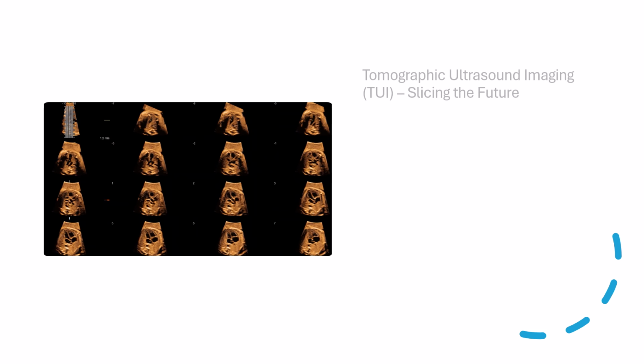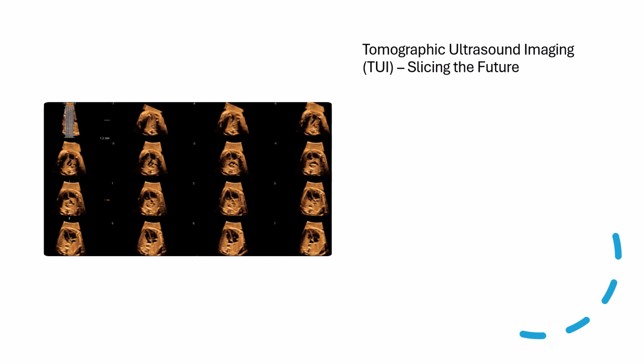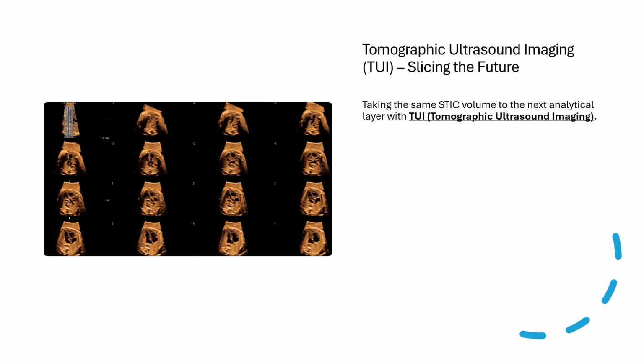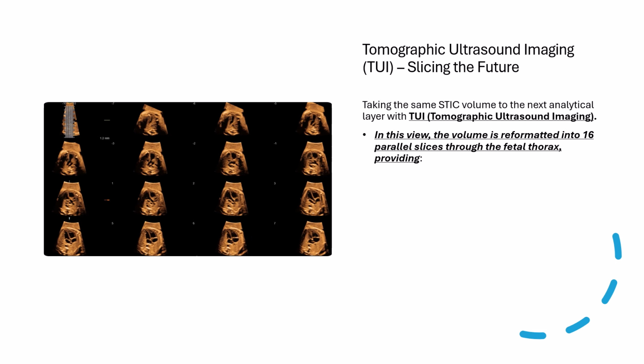Now we step into a new dimension of volume analysis, tomographic ultrasound imaging or TUI. Using the same STIC acquired fetal heart volume, TUI allows us to reformat the dataset into 16 evenly spaced parallel slices through the fetal thorax. This gives us a panoramic look at cardiac anatomy in sequential frames, almost like flipping through a high-resolution anatomical flipbook.